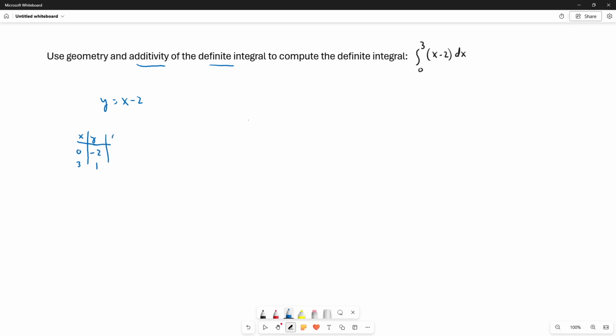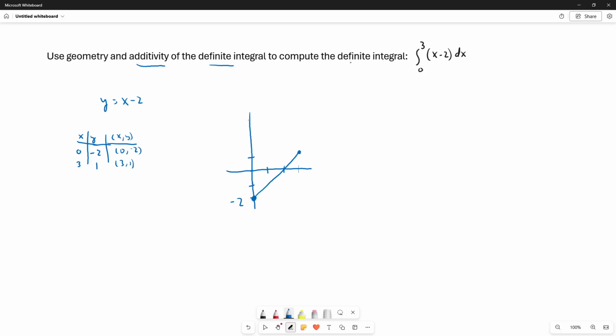And that gives us 2 points. The points are (0, negative 2) and (3, 1). So those 2 points are on the line y equals x minus 2. Let's plot them. X is 0, y is negative 2. So this point. And x is 3, y is 1. 1, 2, 3 for x, 1 for y. And we have this line segment here.